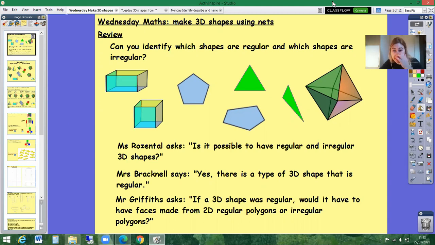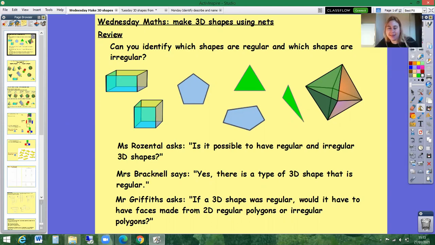So we're carrying on with 3D shapes today, but we're going to look at making 3D shapes with nets. But to start with, there's a review task as always. So can you identify which shapes are regular and which shapes are irregular from the shapes that I've given you below? And then there's some statements to think about because the teachers have been talking again. Pause the video now and have a go.